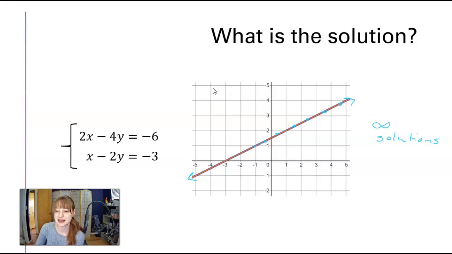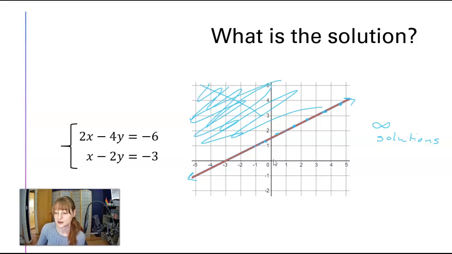Remember, this doesn't mean that all the solutions are solutions to this system. That's not true. All these up here do not. All of these down here do not. It's only the points on this line. So it's infinite solutions on one of these lines.